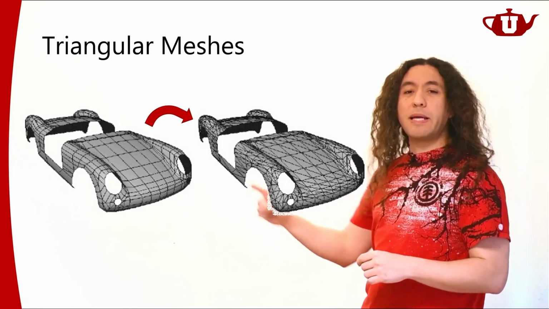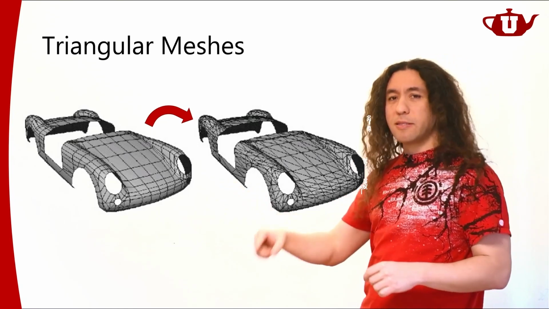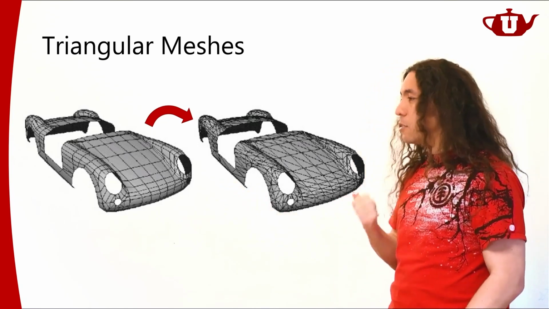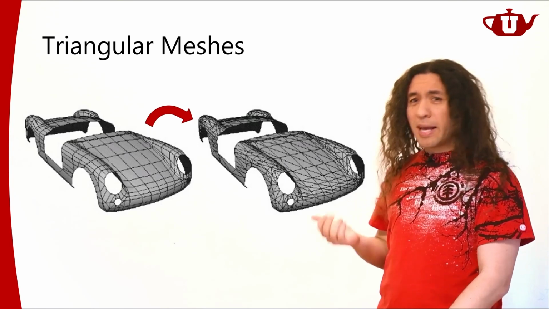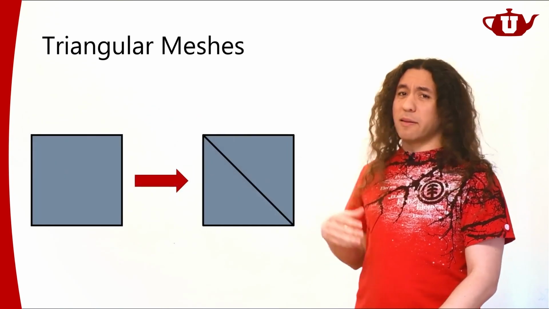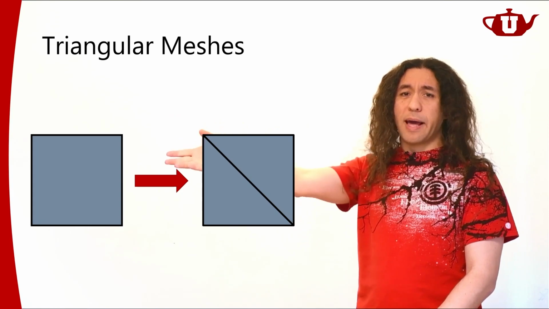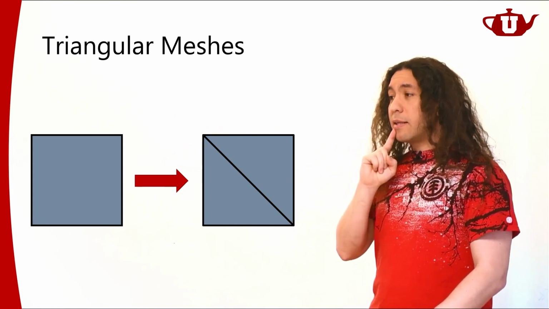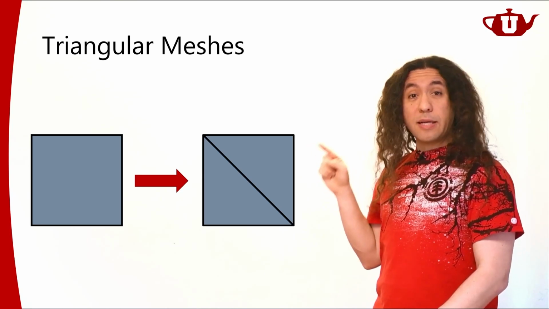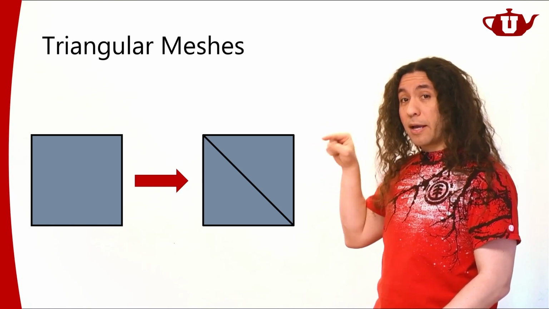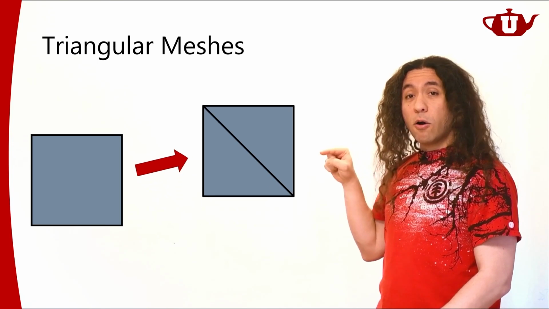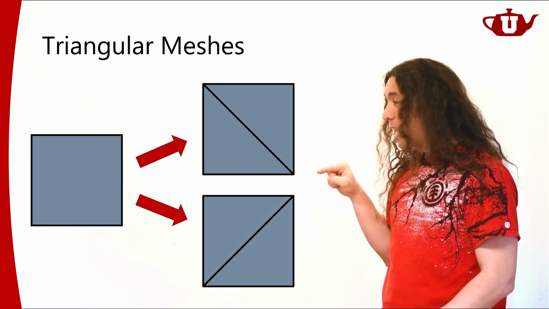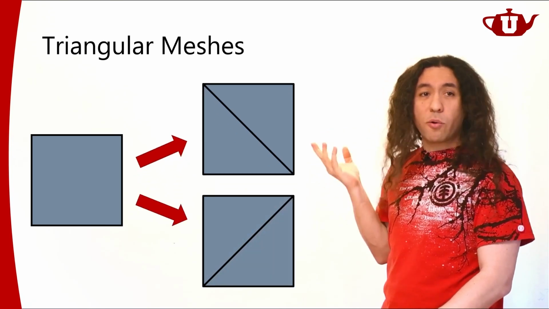So that's why we take all of these polygonal meshes and convert them into triangular meshes before we render them. And that's very easy to do. Given a quad, I can easily convert it into 2 triangles like this. But actually, there's more than one way of doing this, right? So I can triangulate my quad like this, or I can triangulate it like this. Either way, they're both okay.